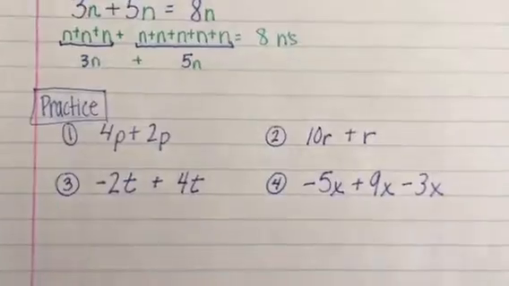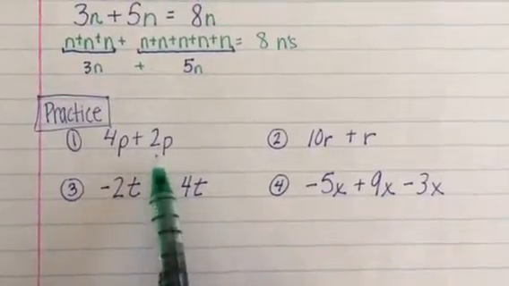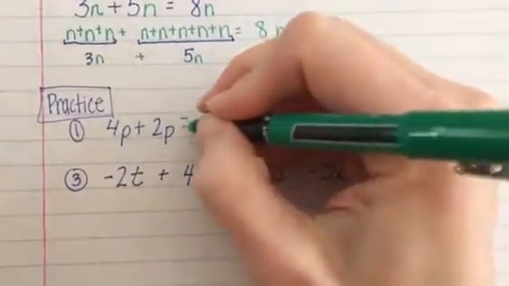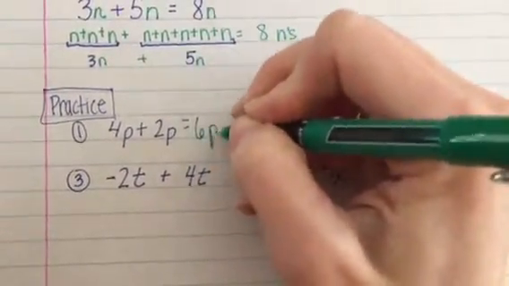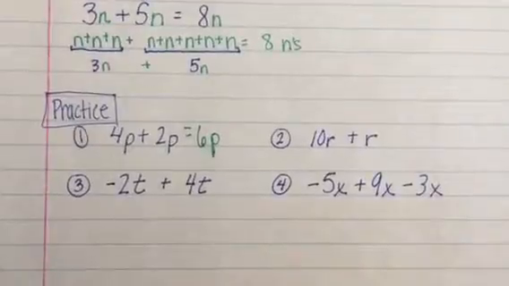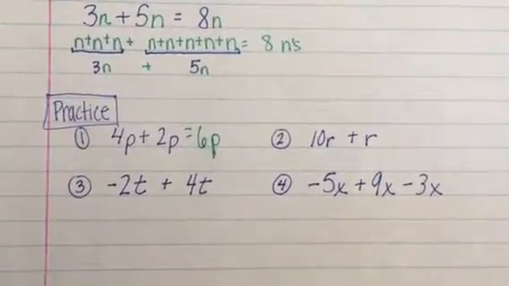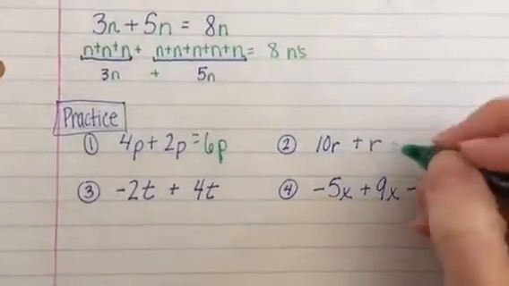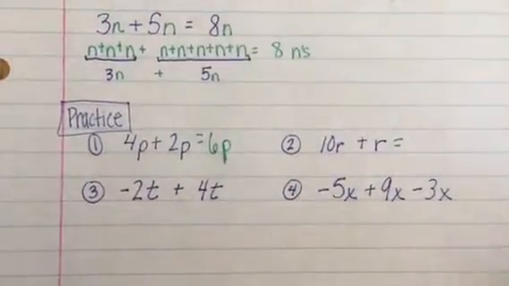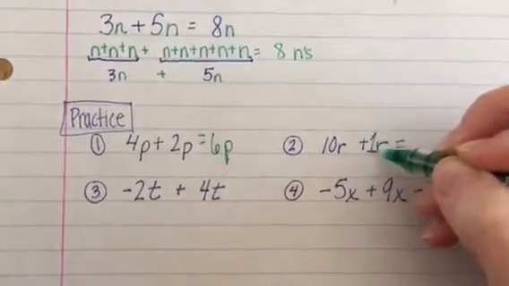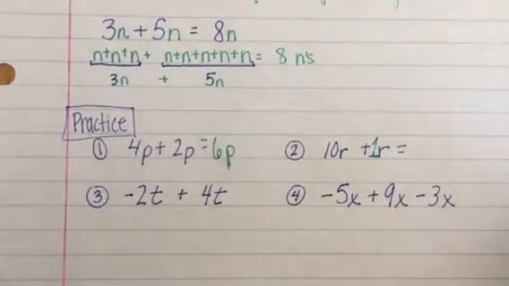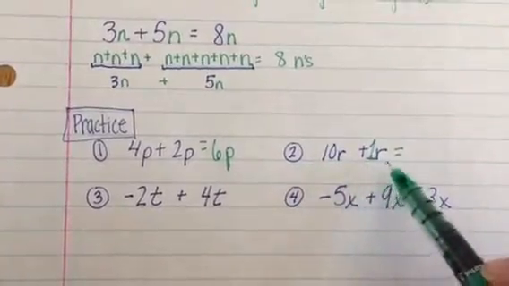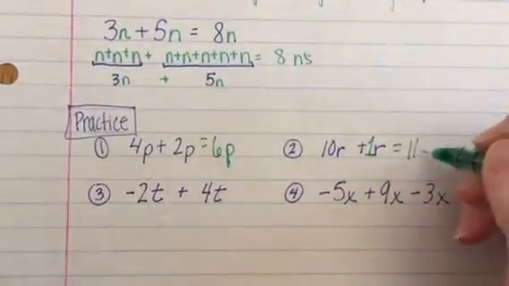For number 1, we have 4p plus 2p. So pretty straightforward. We're going to add 4 plus 2. That equals 6. And what are they? They're p's, so we have 6p as an answer. Number 2, 10r plus r. Just as a reminder, r has kind of an understood 1 that is its coefficient. It goes with it. So this is really saying 10r plus 1 more r. So the answer is 11r.